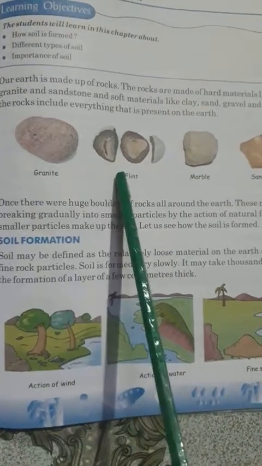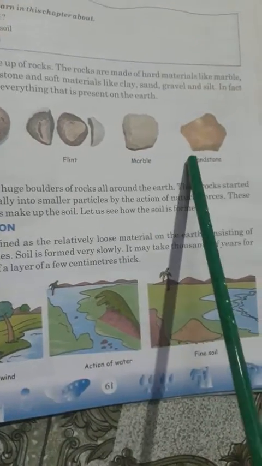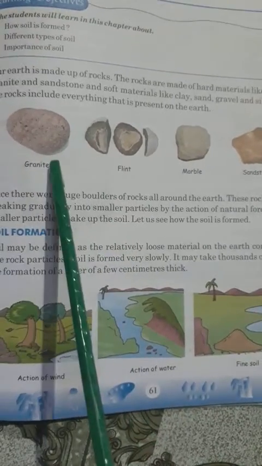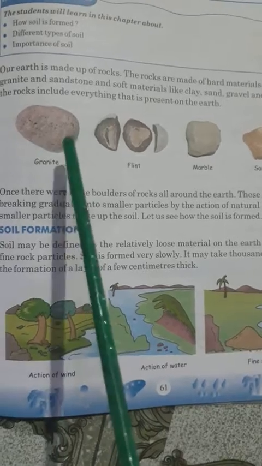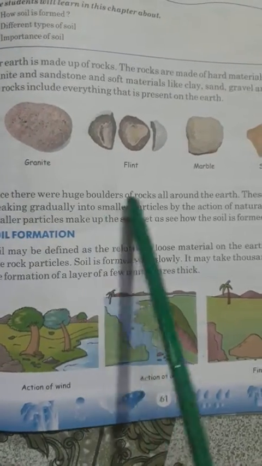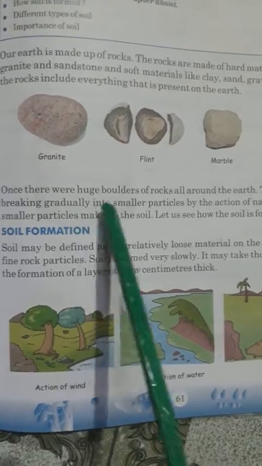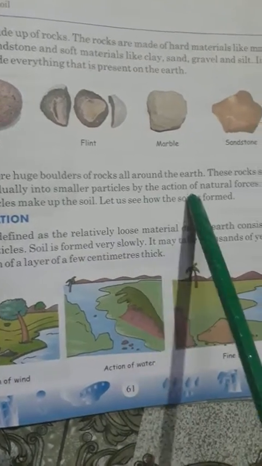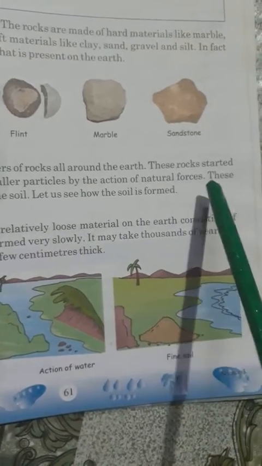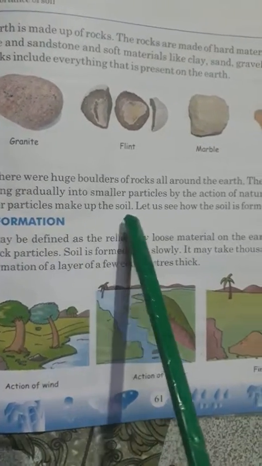These are some of the examples. Granite, the look of granite is this. See, all these are rocks, but they have different shapes, different colors, okay, and different materials. Once there were huge boulders of rocks all around the earth. These rocks started breaking gradually into smaller particles by the action of natural forces. These smaller particles make up the soil.